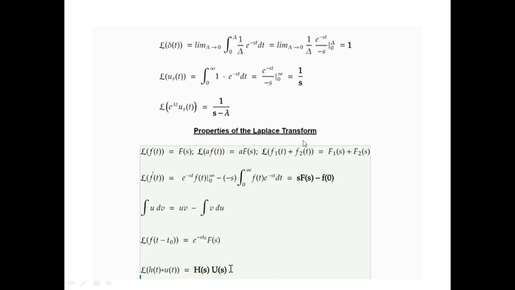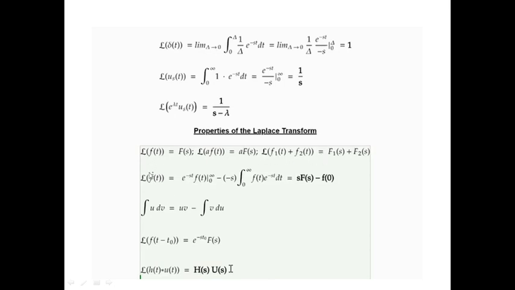Again, there are properties which are similar to the Fourier transform. For example, linearity: a constant times the function gives a constant times the Laplace transform, and so on.